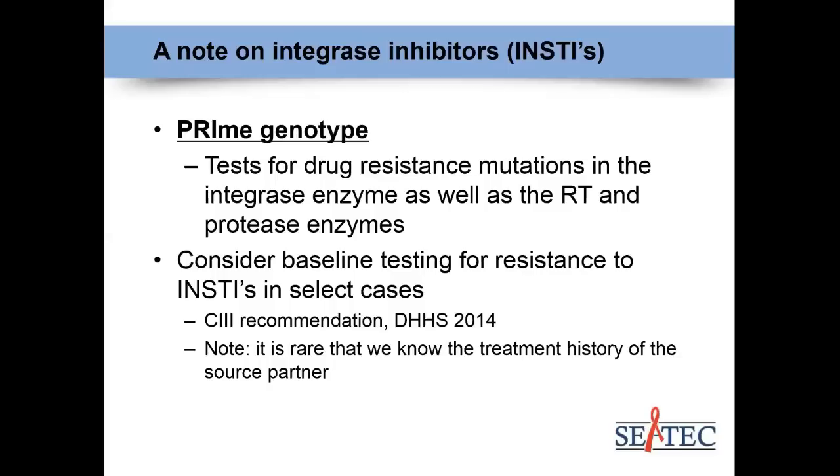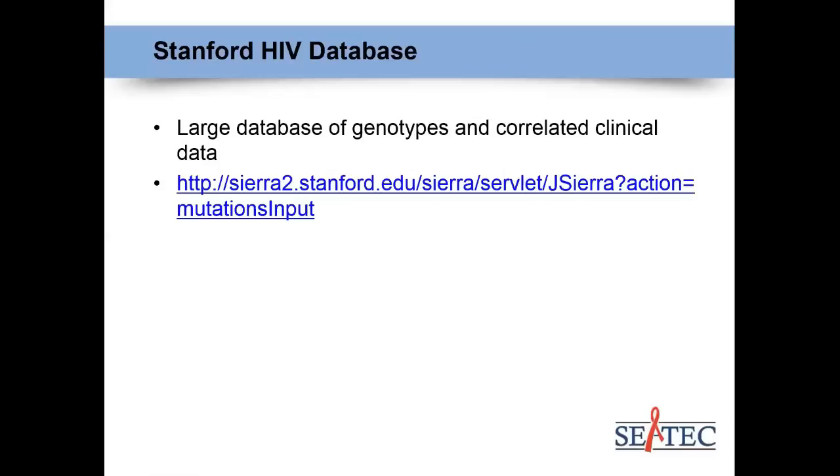So I don't think you're commonly going to be getting a PRIme genotype at baseline. Some mentors may have different thoughts on that. But the guidelines do not push you to do this at this stage. There is documented transmitted integrase inhibitor resistance out there, but it's certainly not common. It may become more common with time.